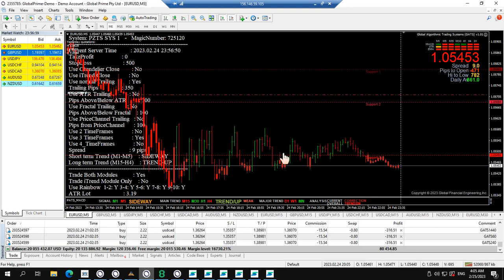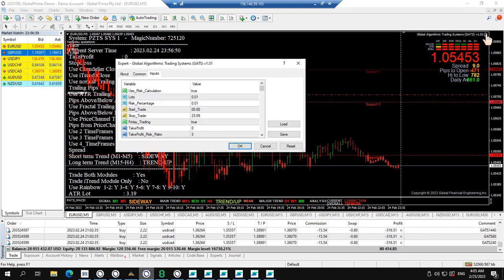Some might ask, okay, why do we risk such a small percentage, 0.01? For this particular strategy, we are using the same risk parameters, the same risk factor for every single system. Now, if you look up to the upper right hand side, you see Global Algorithmic Trading System. That's the software. And this is where we program the particular parameter that we want in it.